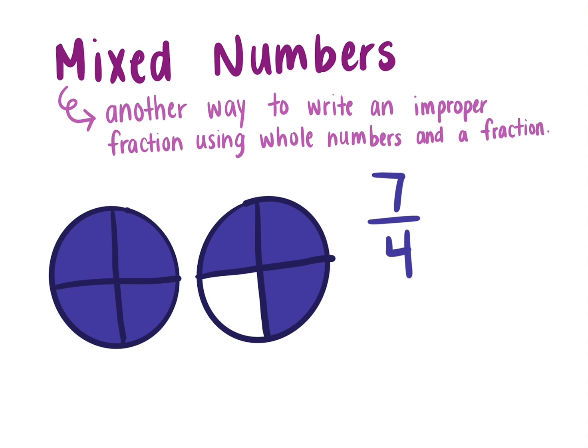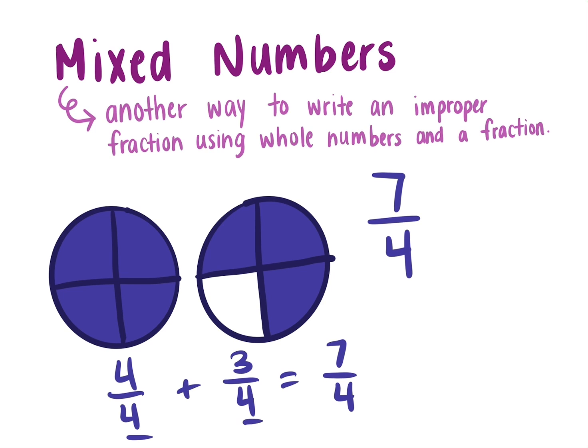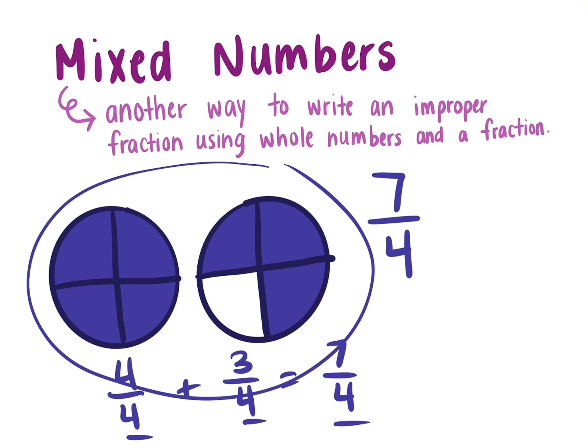And remember, with improper fractions, it's basically like you're adding these two fraction circles together. So it's like 4 fourths plus 3 fourths, which would give us 7 fourths. Remember, your denominator stays the same. So with mixed numbers, there is another way to write this entire fraction circle, okay? So let's go ahead and clear off some space, and then we'll be talking about how to do that.